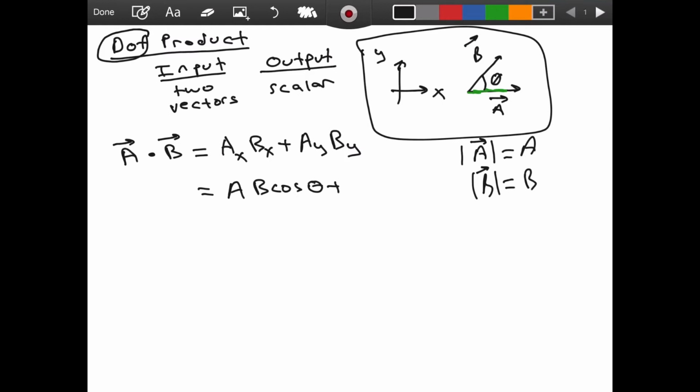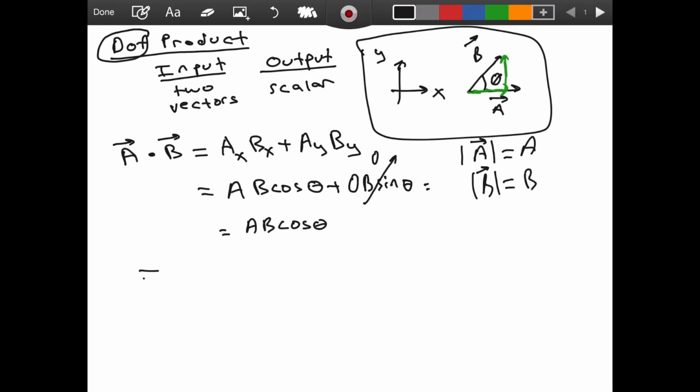Plus, let's look at the y component of A. Well, we said that all of the vector is in the x direction, so the y component is just 0. 0 times, well, it doesn't matter what you write next to 0, but let's just write By, which will be B sine of theta, because this is the opposite side. Obviously, this goes to 0, because 0 times any number is 0. So that we have A times B times the cosine of theta.